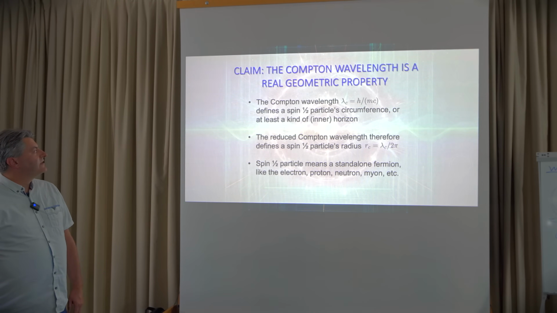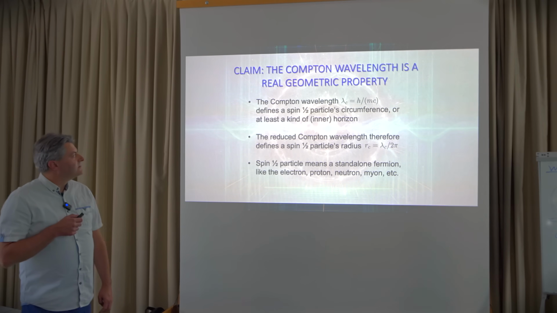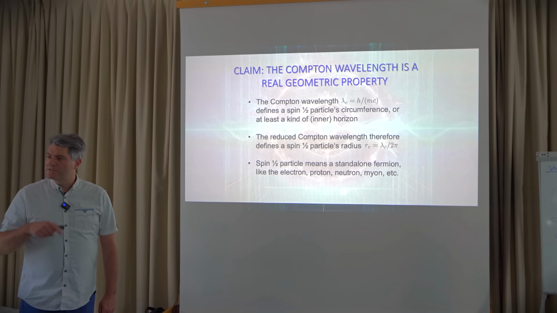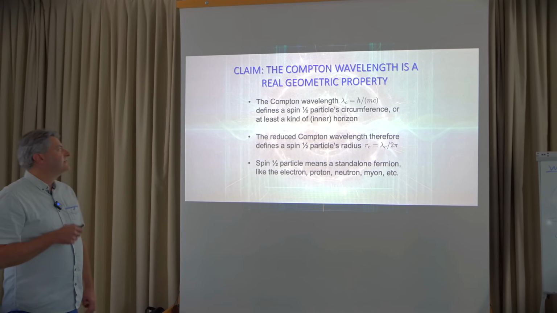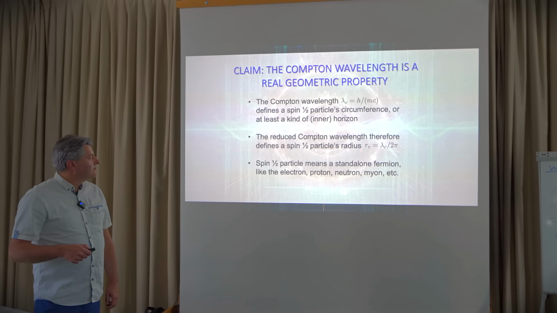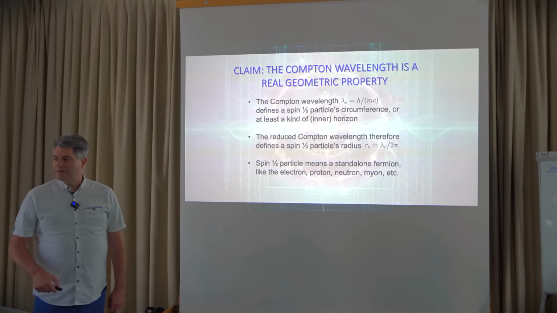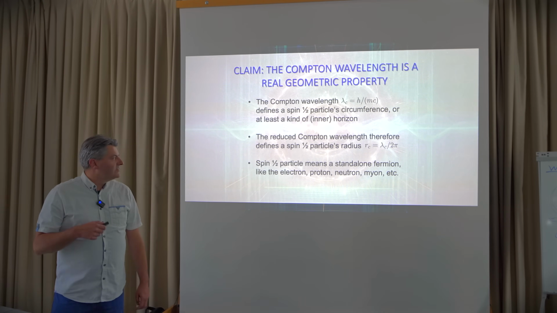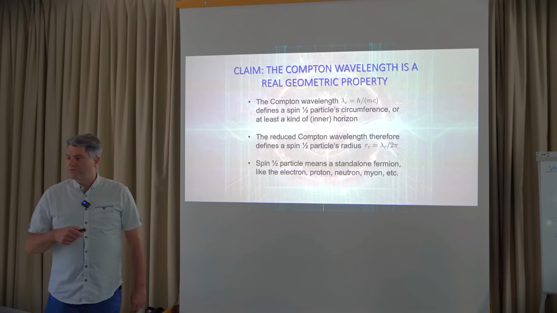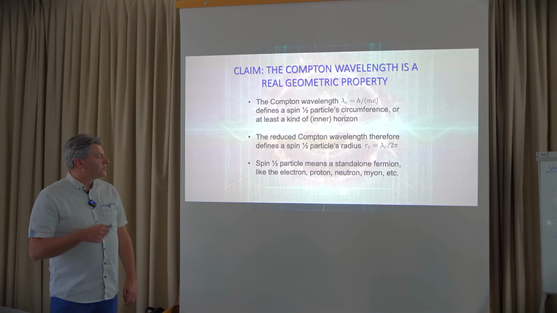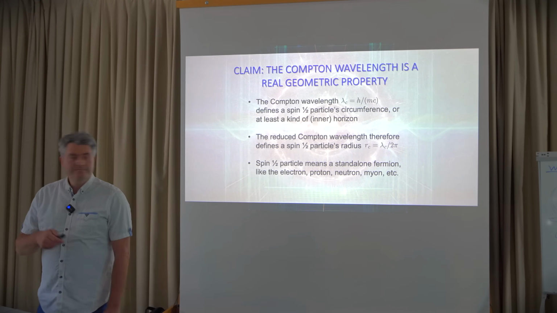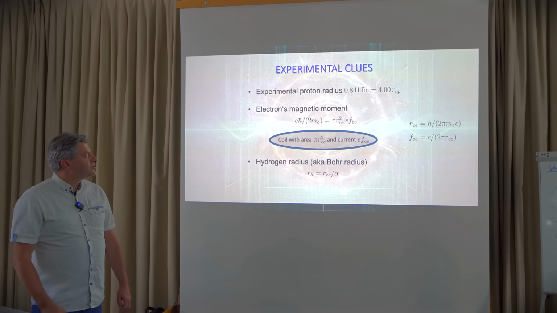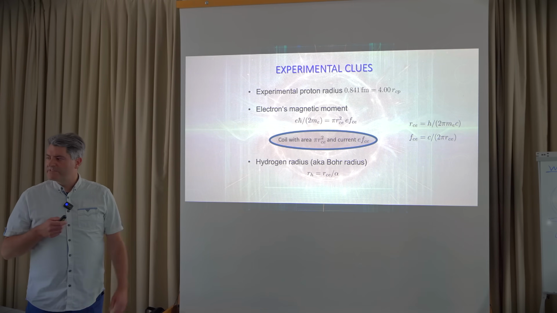In particular, this means that the Compton wavelength defines the circumference of a spin-1/2 particle. This is where we'll start. This also implies that the radius of a spin-1/2 particle is the reduced Compton wavelength. And when I talk about a spin-1/2 particle, in particular, I mean standalone fermions. I'm just talking about electrons, protons, neutrons, etc. Okay, this slide now shows the first clues for the claims that I made.